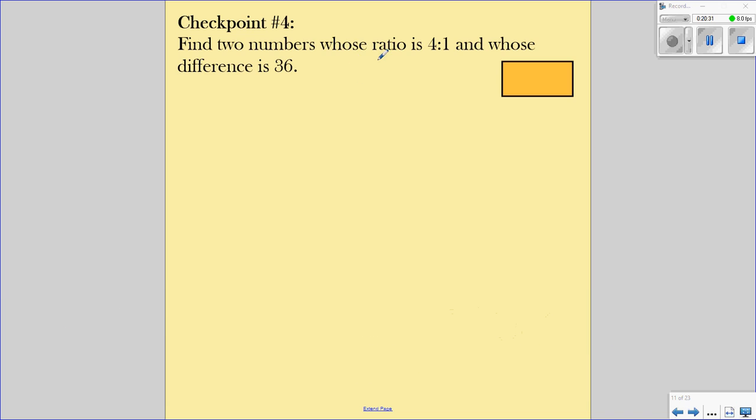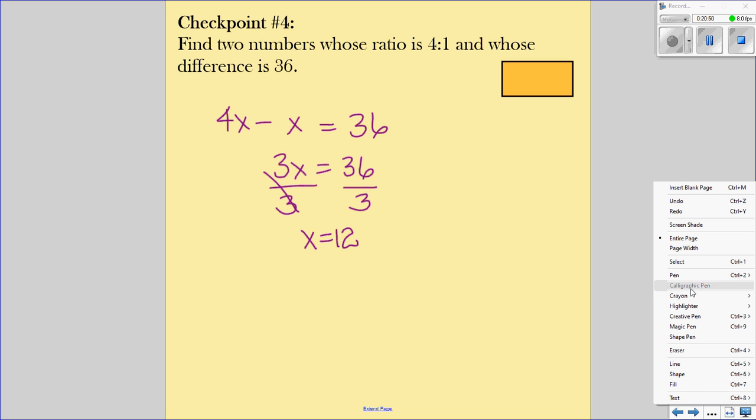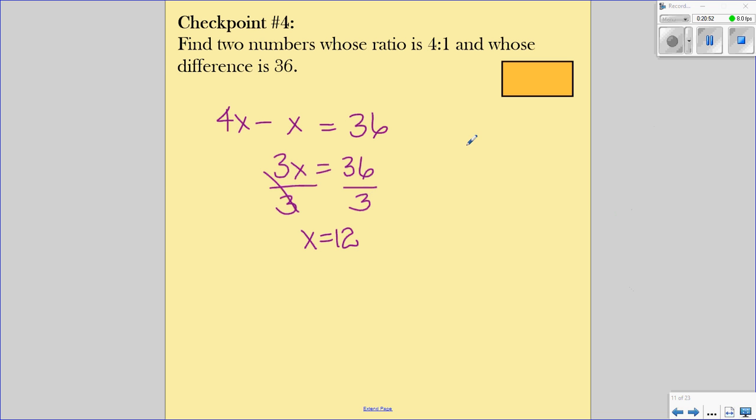So we have two numbers whose ratio is 4 to 1 and whose difference is 36. So again, subtraction. I'm going to just put x. If you put 1x, it's the same thing. This would be 3x. And then you divide by 3, and your x is equal to 12. And then you're going to plug it in to the ratio. So you got 4x, 4 times 12, 48. And then you got x, which was 12.